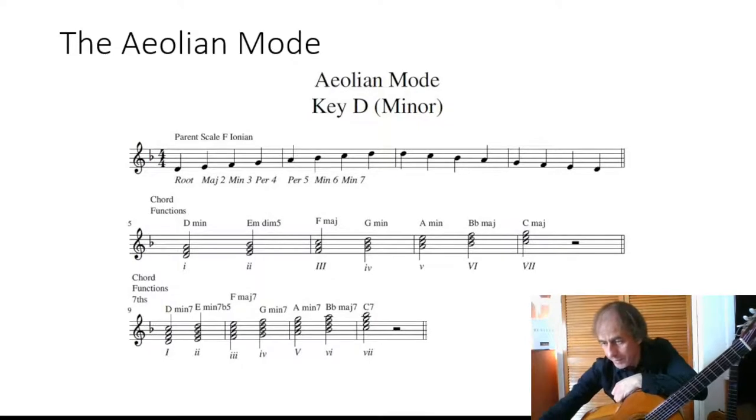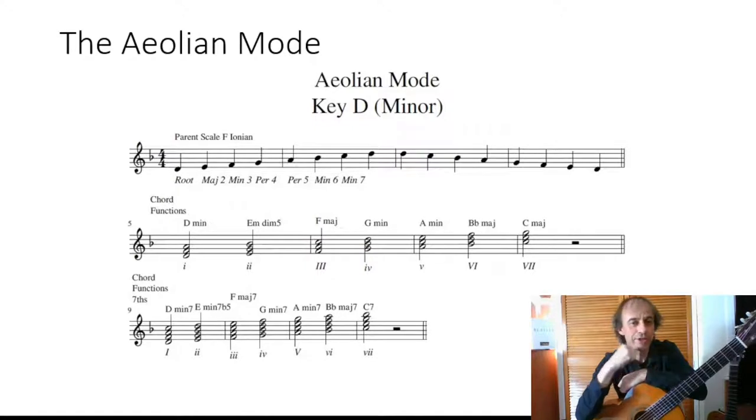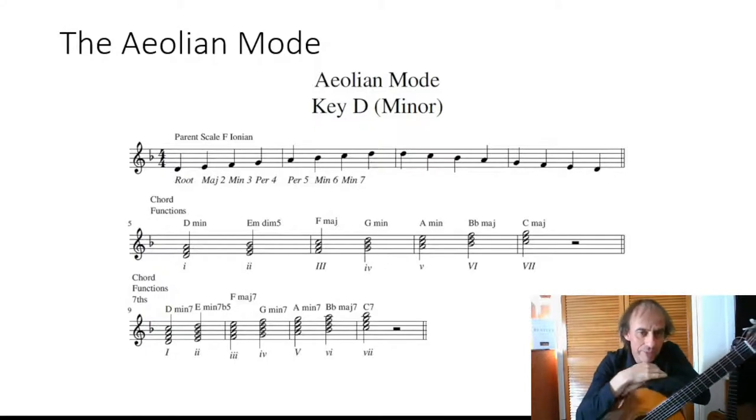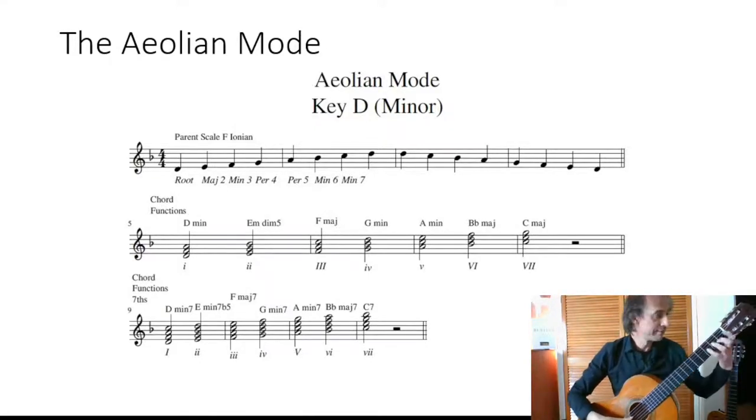So here we go. Here's the Aeolian mode. Now I have written it out in D minor, and I will show you some examples after this of when you're in the key of, say, D major, and then I can easily show the characteristics that I talked about before. But the characteristics are the root note, looking at the scale, a major second, minor third, perfect fourth, perfect fifth, minor sixth, minor seventh. I'll play that now. This is in the key of D minor. So that's your root note, D, E, major second, F, minor third. So there's your minor feel. Here's your perfect fourth. Here's your perfect fifth.